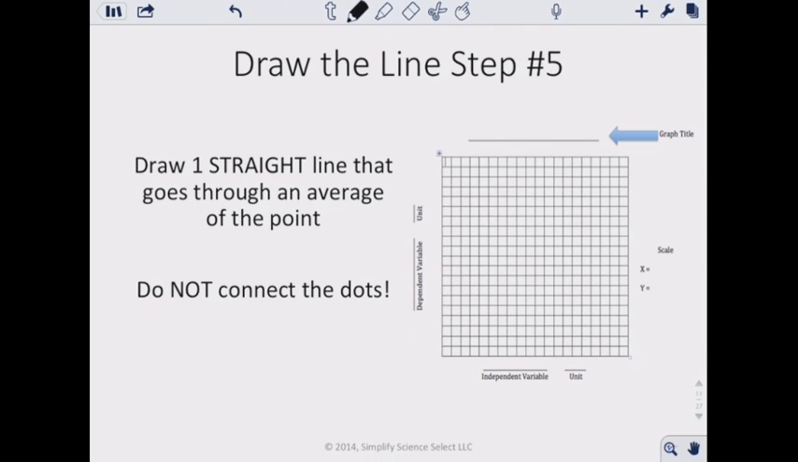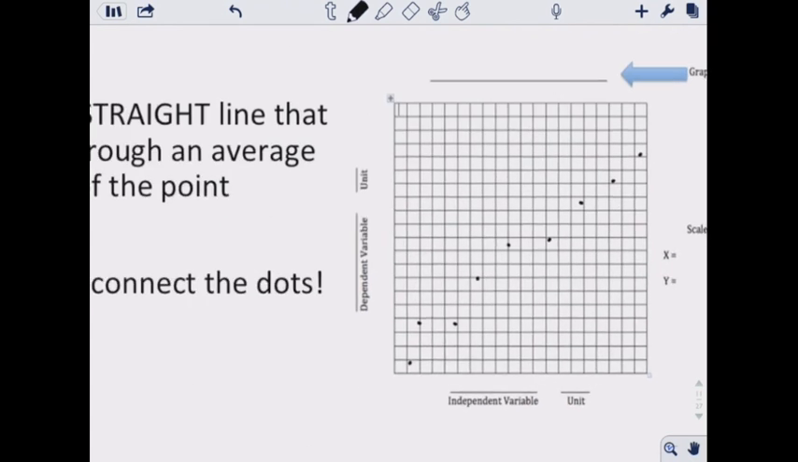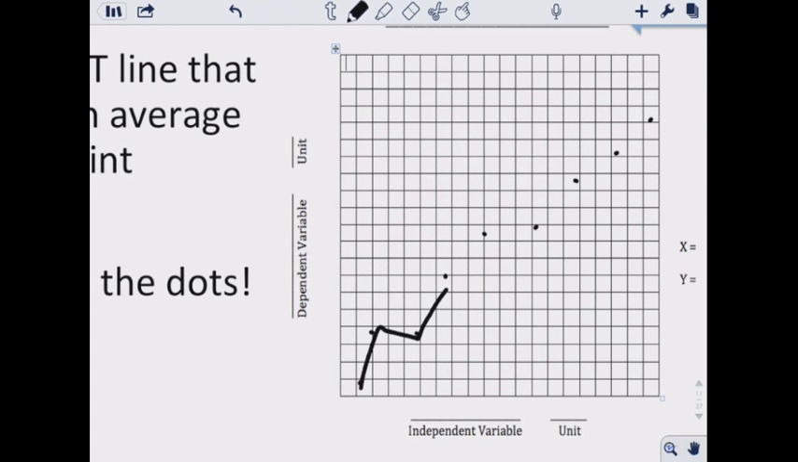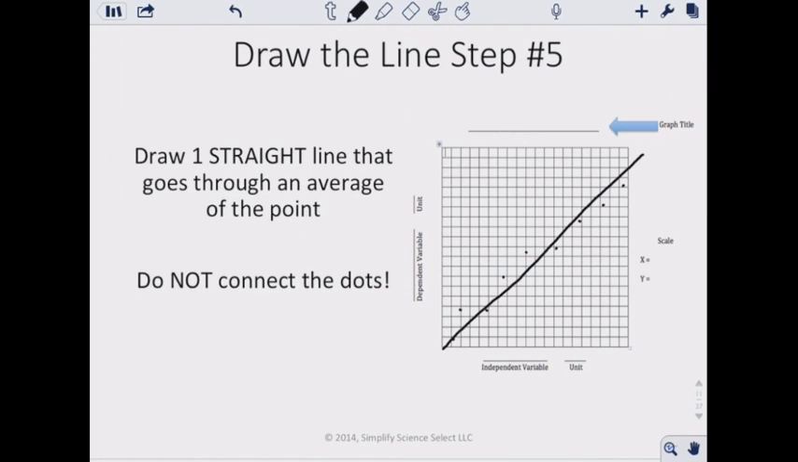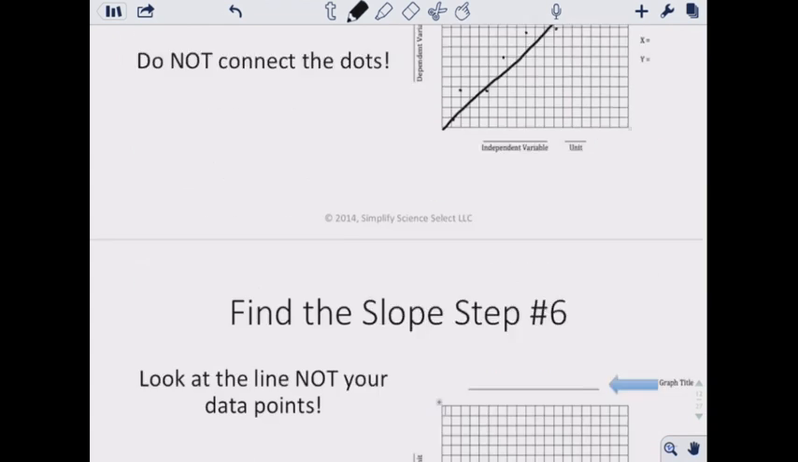And then we draw the line. And so when we're looking at this, we draw one straight line that goes through an average of the points. So if we have all of these dots, what we don't want to do is come in through here and just go connect the dots. We never connect the dots. What we want to do is draw one line that goes through as many of the points as possible. And what this does is it will give us an average. And that average is important.